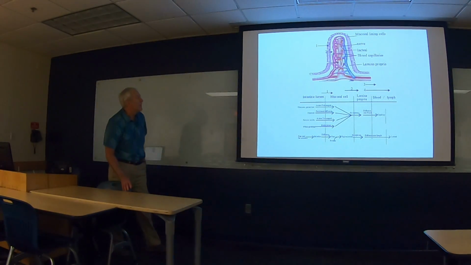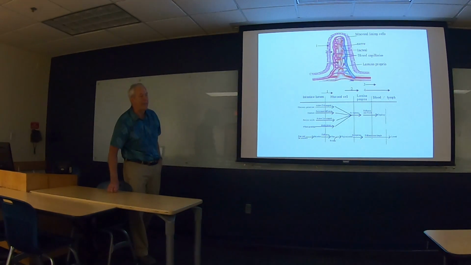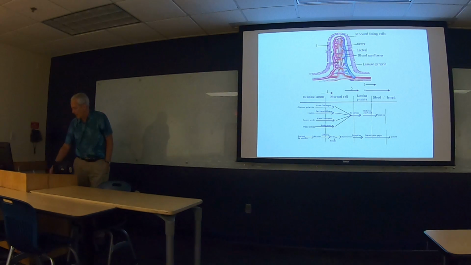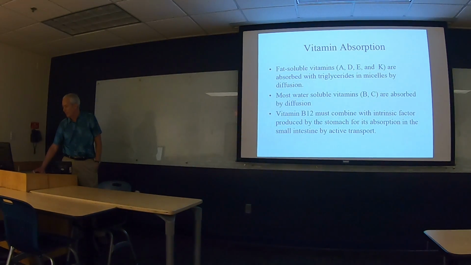All right, so you can see here the microvilli. So in the intestinal lumen, you have those materials that are being absorbed either by active transport or diffusion, and they then make their way into the portal system that then goes to the liver. So most of the water, as I said, is absorbed by the small intestine, and it's absorbed by osmosis.